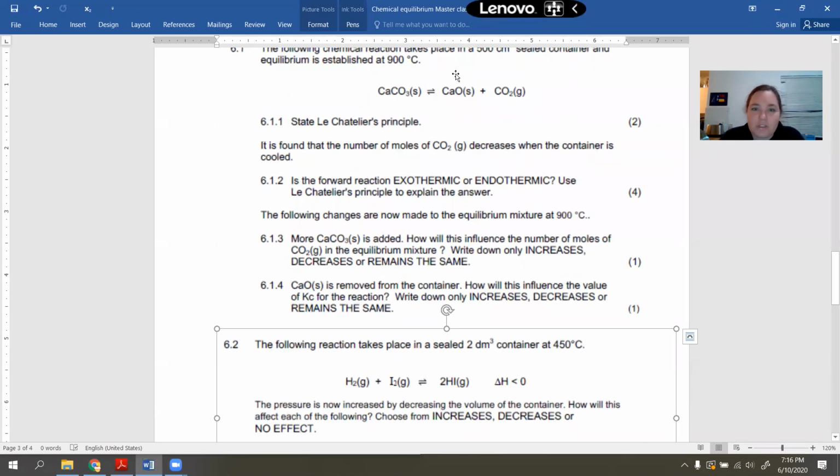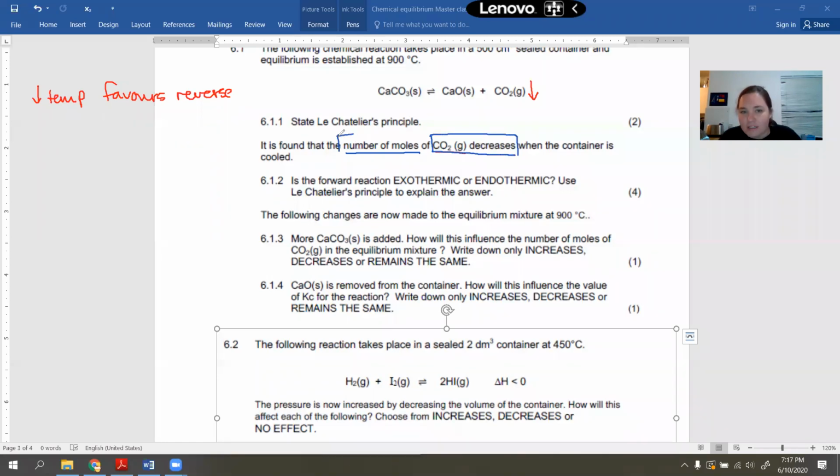Okay, so just quickly going back to this, I'm answering a question for someone here. You were told, and I'm just going to repeat what I said, that a decrease in temperature favors the reverse. So we're told that the number of moles of carbon dioxide go down. This is not a case of Le Chatelier's principle where we're trying to remove the fact that it goes down. The disturbance is not the carbon dioxide decreasing. The disturbance is the cooling of the container.